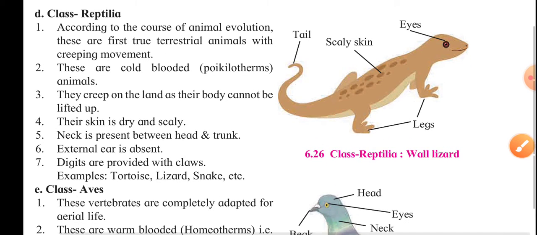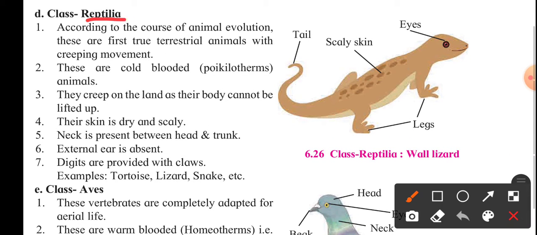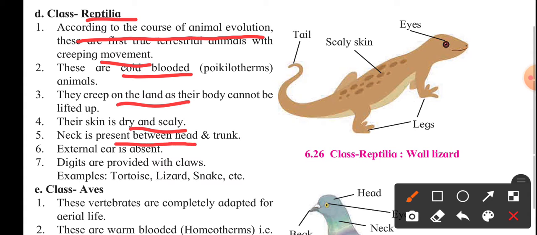The fourth class we have to discuss is Reptilia. Reptilia are the first true terrestrial animals with creeping movement. These are cold-blooded and creep on the land as their body cannot be lifted up. Their skin is dry and scaly. The neck is present between head and trunk. The external ear is absent. Digits are provided with claws. Examples are tortoise, lizard, snake, etc.